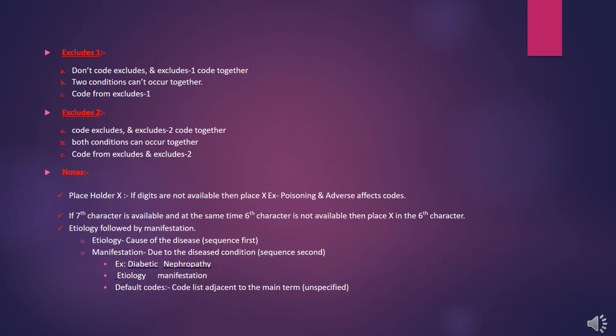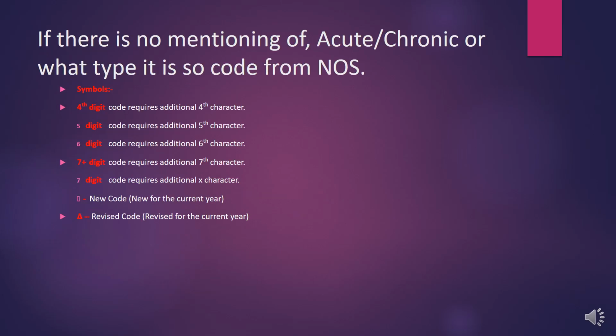In poisoning and adverse effect codes, if the seventh character is available and at the same time the sixth character is not available, then place X in the sixth character. Etiology followed by manifestation. Etiology is the cause of the disease, sequenced first. Manifestation is due to the disease condition, sequenced second, for example diabetic nephropathy. Default codes are listed adjacent to the main term, unspecified. If there is no mention of acute, chronic, or what type it is, then code from the default.